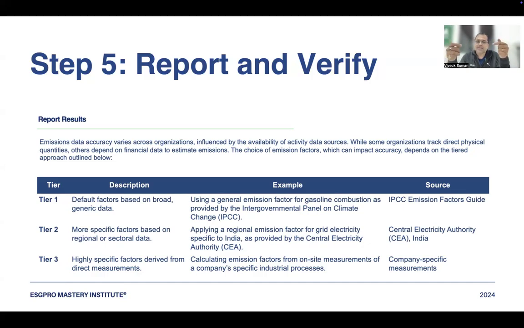Tier 1 is basically a default factor based on broad or generic data. So this is generic data applied for industry, country, etc. Which data is that? The IPCC emission factor guide. Sometimes it is even 200% different from the actual calculation. But normally it is assumed that a 10 to 20% variation comes. If you have used IPCC and calculated your carbon accounting for scope 1 and 2, the variation will be about 20% on average.